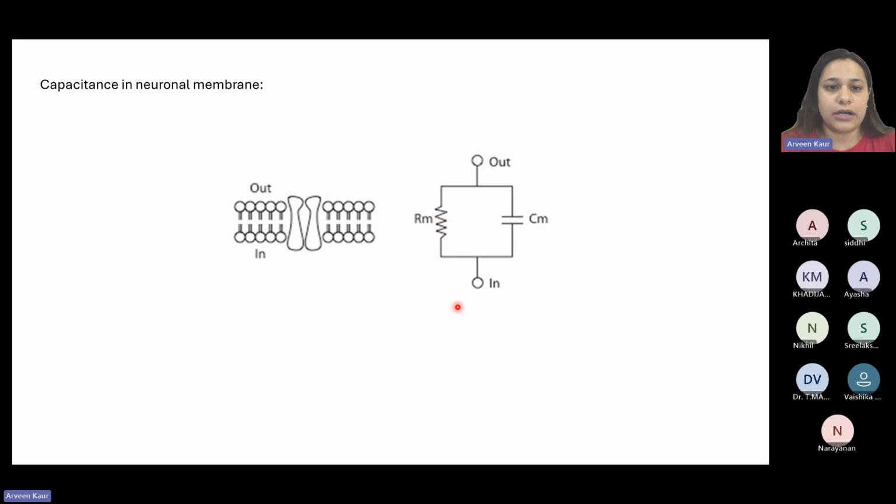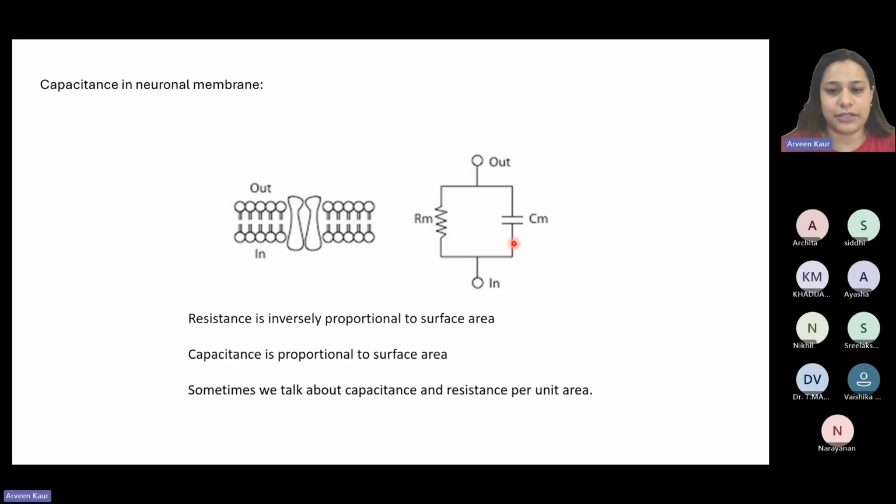Okay, so when we talk about capacitance in a neuronal membrane, it is basically parallel to the resistance, right? So what will be the capacitance over here? Resistance is inversely proportional to the surface area, right? Because if there is a smaller surface area, there will be more resistance; more surface area, less resistance. We also talked about this in the previous year questions, the first or the second question, I guess.